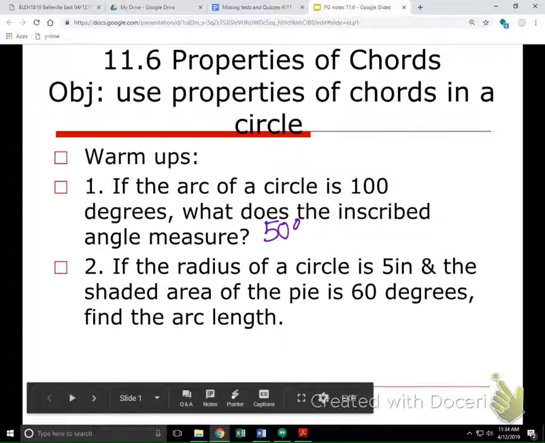So if the radius of the circle is 5 inches and the shaded area of the pie is 60 degrees, what is the arc length? Do you guys remember the arc length formula? So let's go through the formula first because I don't know what it is off the top of my head.